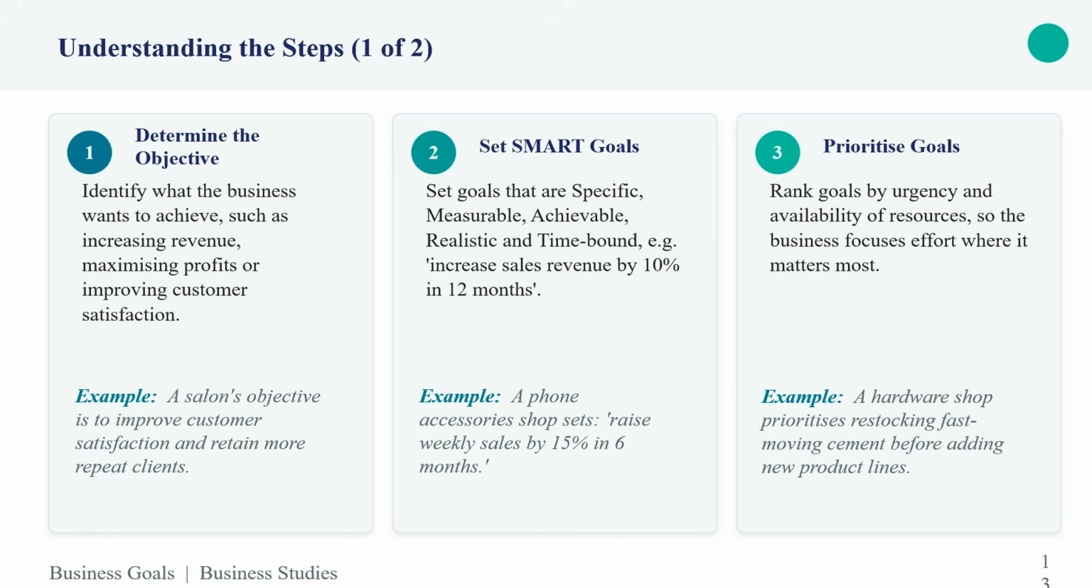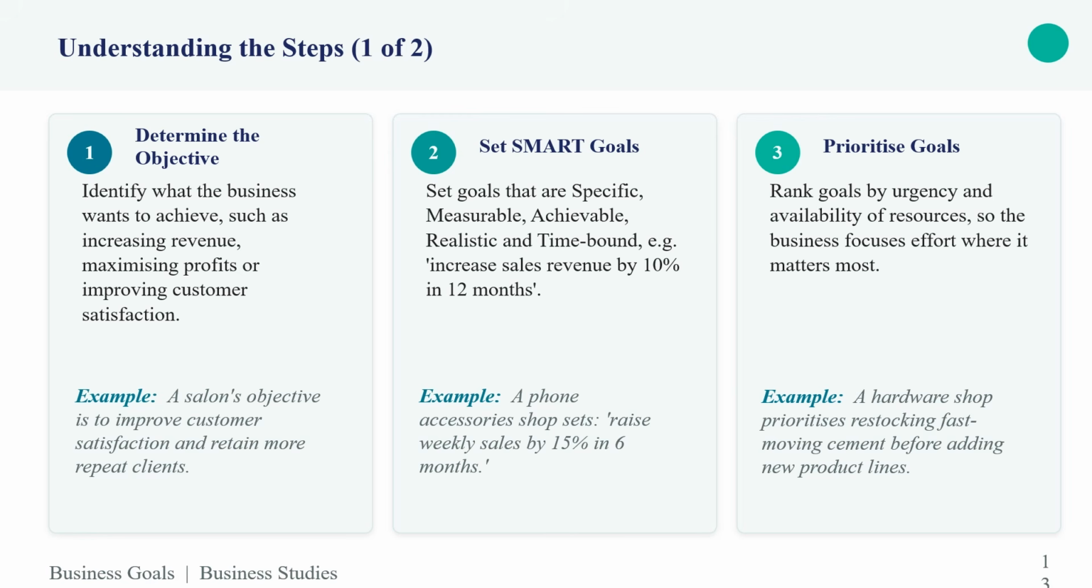Set smart goals. Set goals that are specific, measurable, achievable, realistic, and time bound. For example, increase sales revenue, very specific, by 10%, measurable, in 12 months, time bound, and it's achievable and realistic. So a phone accessories shop sets: raise weekly sales by 15% in 6 months, and so on.